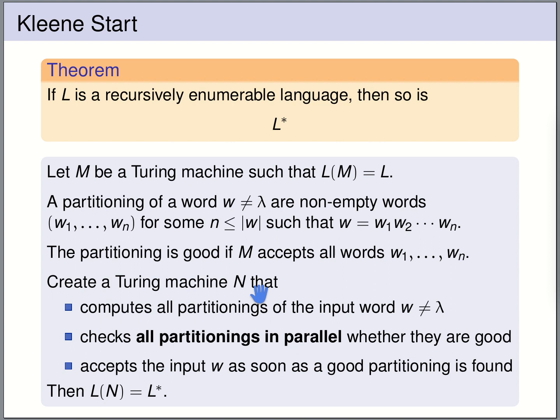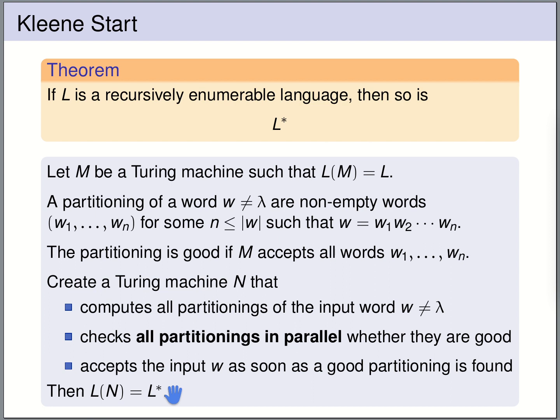After having computed all partitionings, we run the following check in parallel. For all partitions, we check whether they are good. And we run this check for all partitions in parallel. As soon as we have found one partition that is good, so one partition where the machine M accepts each of the parts, then we accept the input word. And as a consequence, the language of our machine N is L to the star.